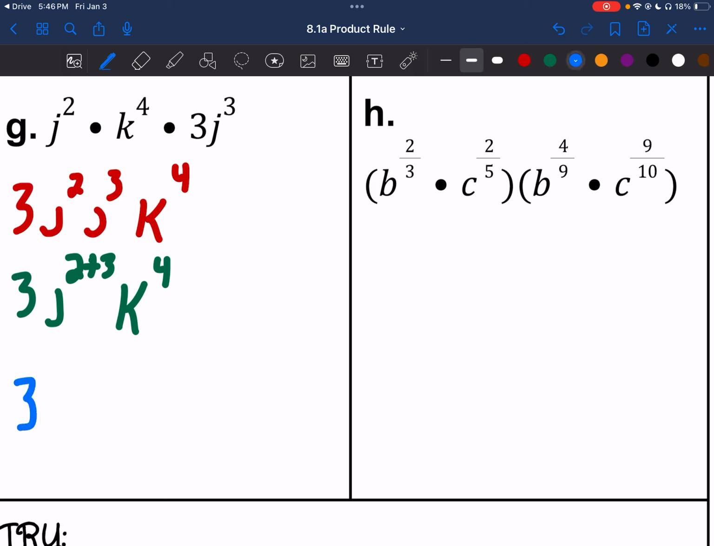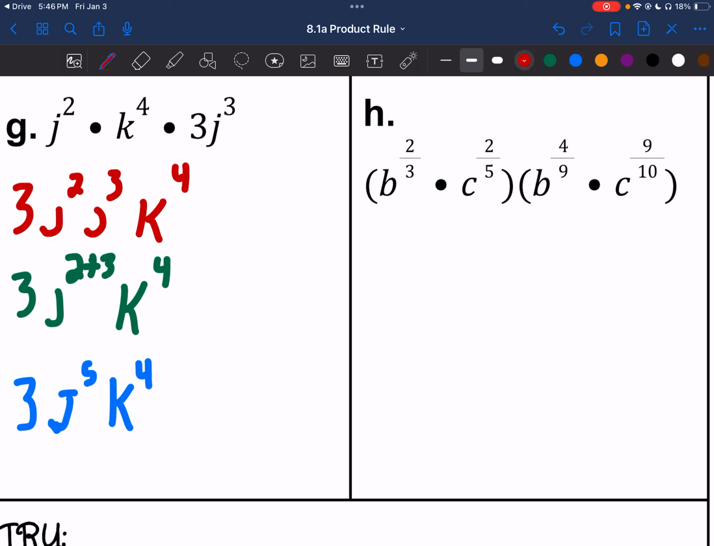So the 3 stays the same, k to the fourth stays the same, and we do j, if my pen will cooperate. So we have j to the 2 plus 3 is 5. So it's 3j to the fifth, k to the fourth.